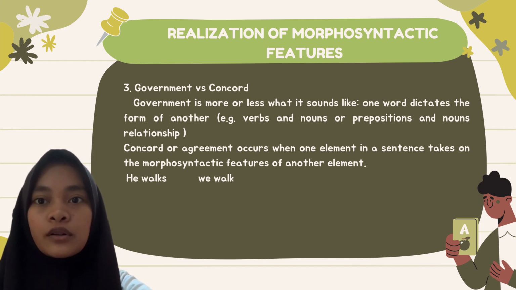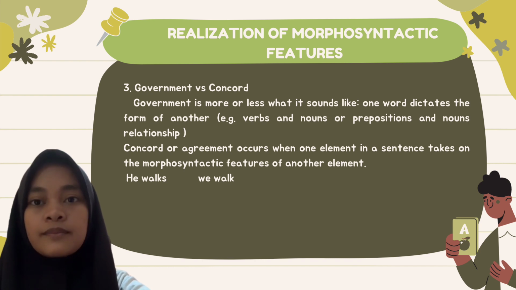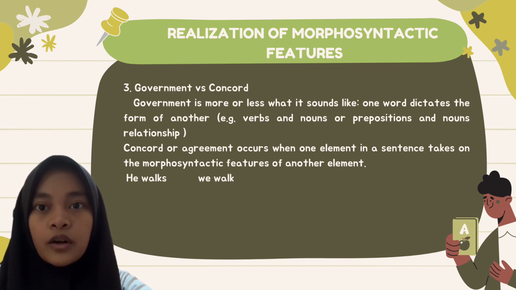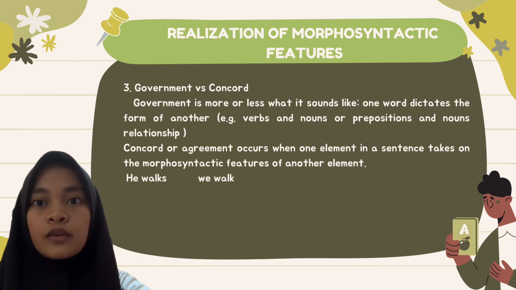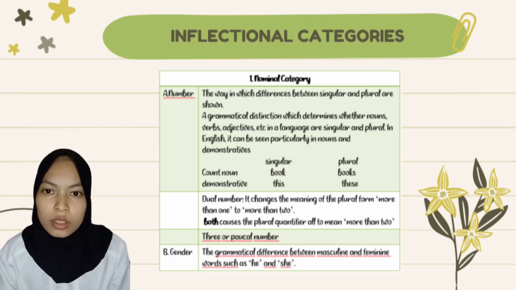Number three: government versus concord. Government is more or less what it sounds like: one word dictates the form of another. For example, the relationship between verbs and nouns, or prepositions and nouns. Concord or agreement occurs when one element in a sentence takes on the morphosyntactic features of another element. For example, he walks, we walk.